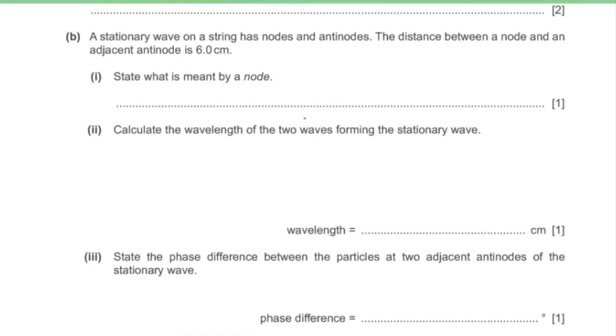Part B, a stationary wave on a string has nodes and antinodes. The distance between a node and an adjacent antinode is 6 centimeters. Say what is meant by a node. So that's a point where amplitude is 0. Zero amplitude.